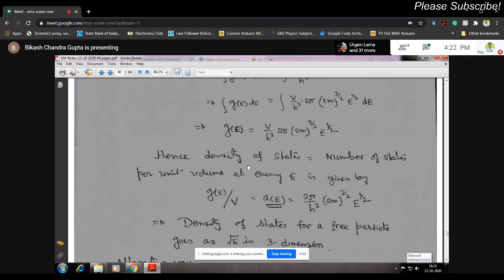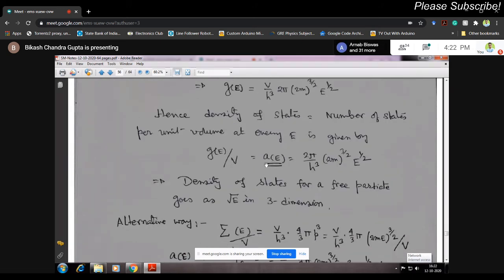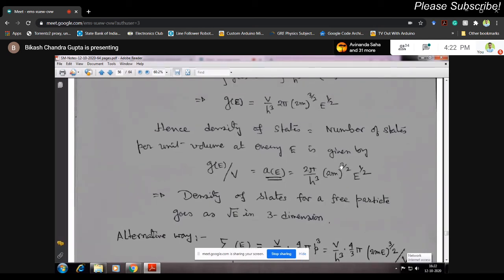Okay, and if you divide by this V, actually this is not actually called density of states. Density of states is what you get when you divide by V. So this is the number of states in the entire system in the energy range E to E plus dE, and g(E) is the number of allowed states with energy E for the entire system. And if you divide g(E) by V, then this is what is called the density of states, the number of states per unit volume with energy E, and that equals twice pi by h cube times twice m whole to the 3 by 2 times E to the power half.